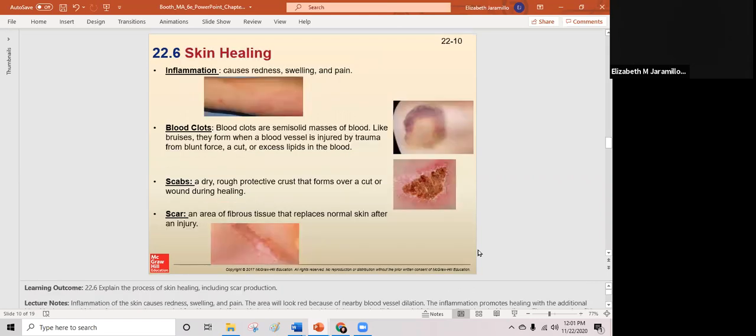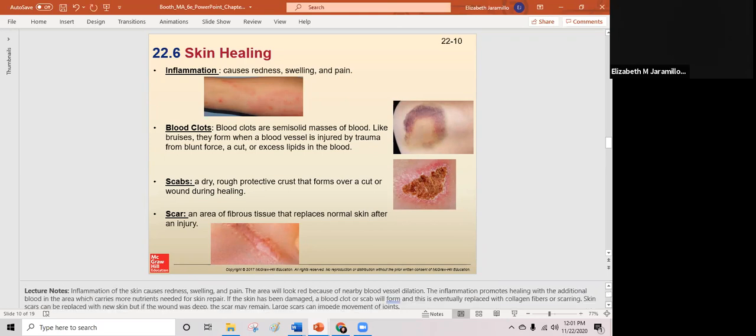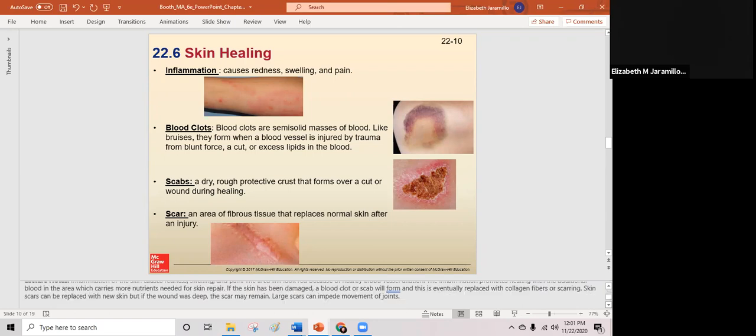So skin healing, this should help you with your objective of the skin healing, including scar production. Inflammation of the skin causes redness, swelling, and pain, and is usually the indicator of something going on, right? So the area is going to look red because of nearby blood vessel dilation.